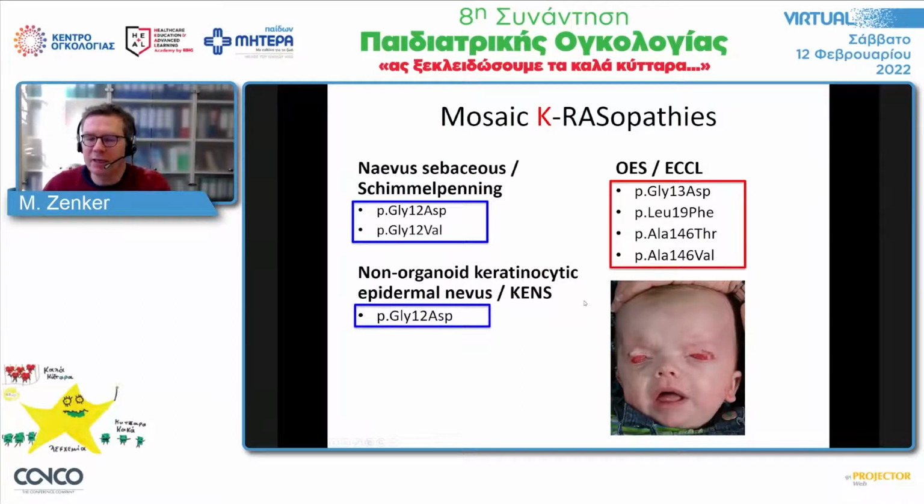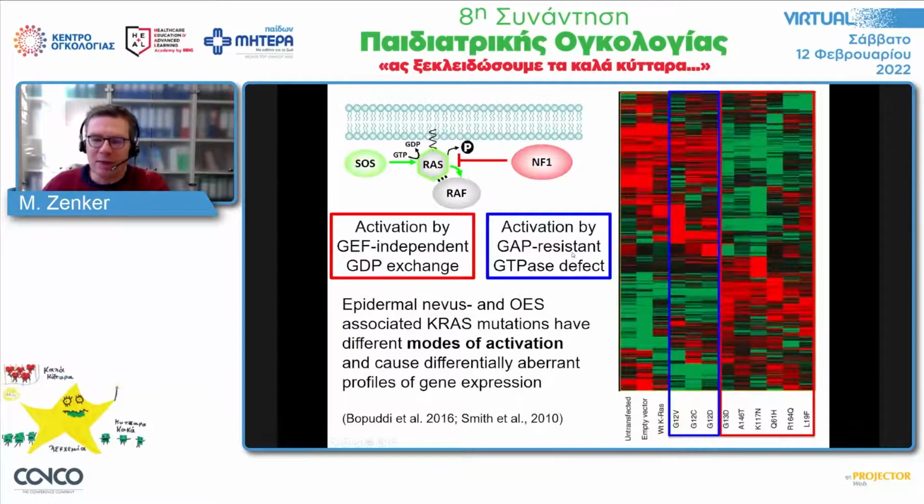And this is well explained biochemically, but not understood physiologically, that the mutations that occur in oculoectodermal syndrome activate RAS by a GEF-independent GTP exchange. That means that these RAS molecules load themselves with GTP, so they activate themselves without a signal from guanosine exchange factors. And the other mutations that are associated with Schimmelpenning lead to a GAP-resistant RAS protein, so they cannot be turned off.